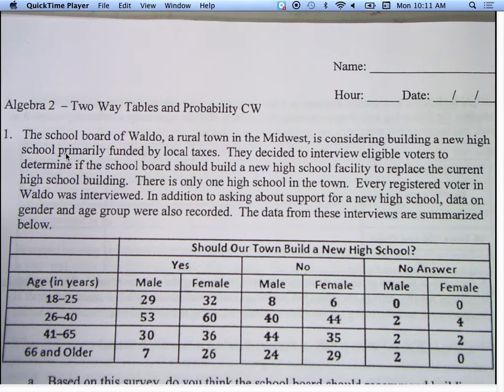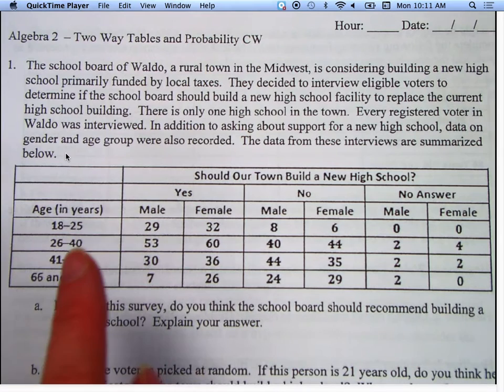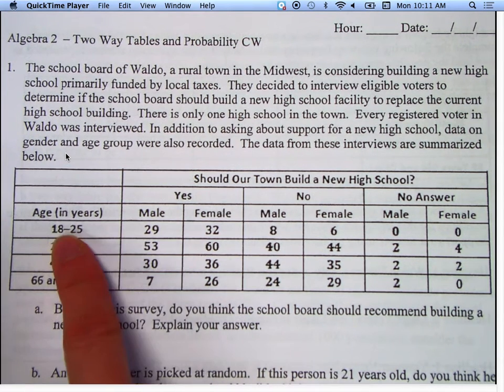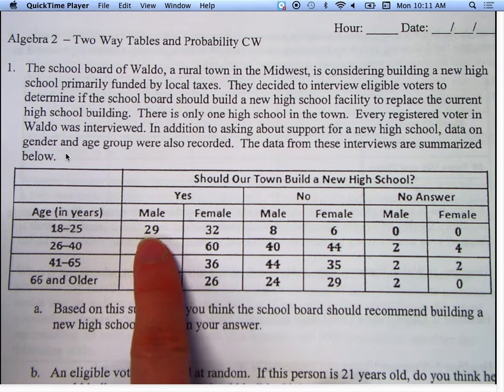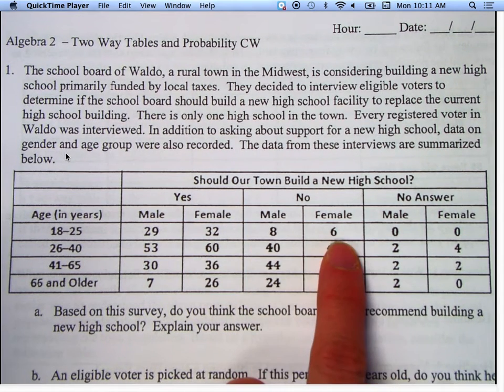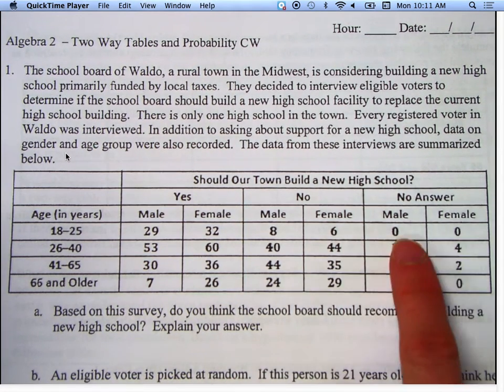Okay, so we have these interviews, and I want you to look carefully at this table because we're going to have to manipulate this table to work for us. You guys ready? Okay. So we see that among the 18 to 25-year-olds, 29 men and 32 women voted yes. 8 men and 6 women voted no, and nobody between 18 and 24 didn't answer.